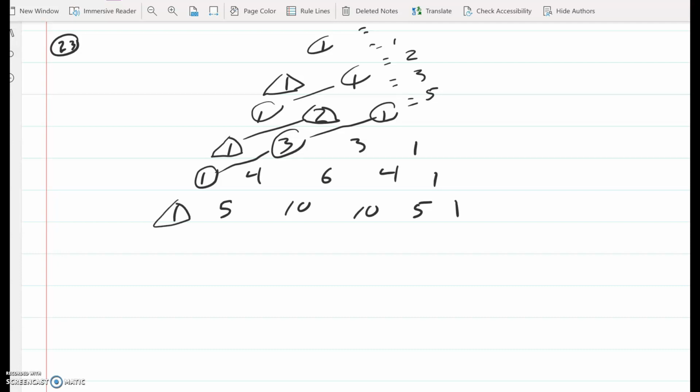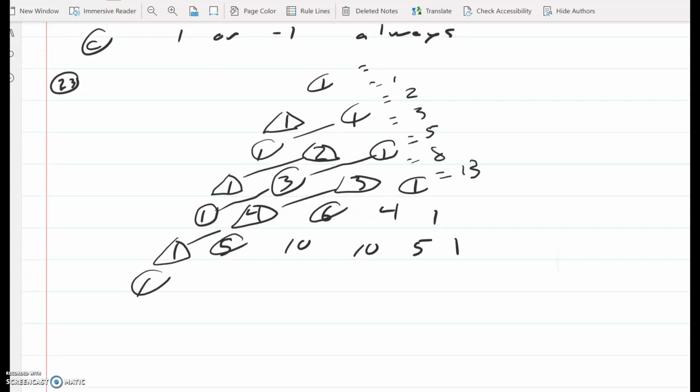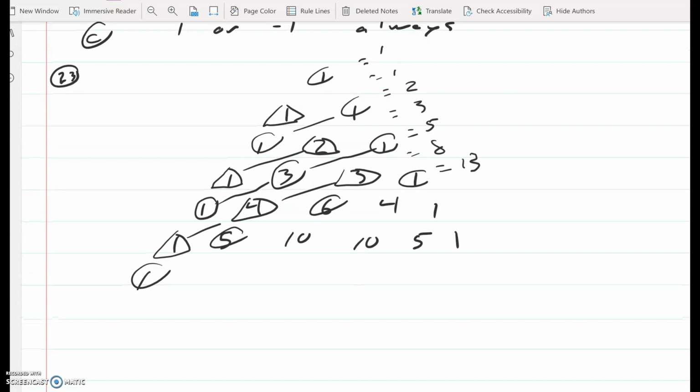So let's go down here and see what happens. If I add these, I get 8. And if I add these, I have to remember to add this one though. And I have 6, and 6 is 12, and 1 is 13. And so it looks like if I add along these diagonals, carefully selected diagonals, I get 1, 1, 2, 3, 5, 8, 13. And those are the Fibonacci numbers.